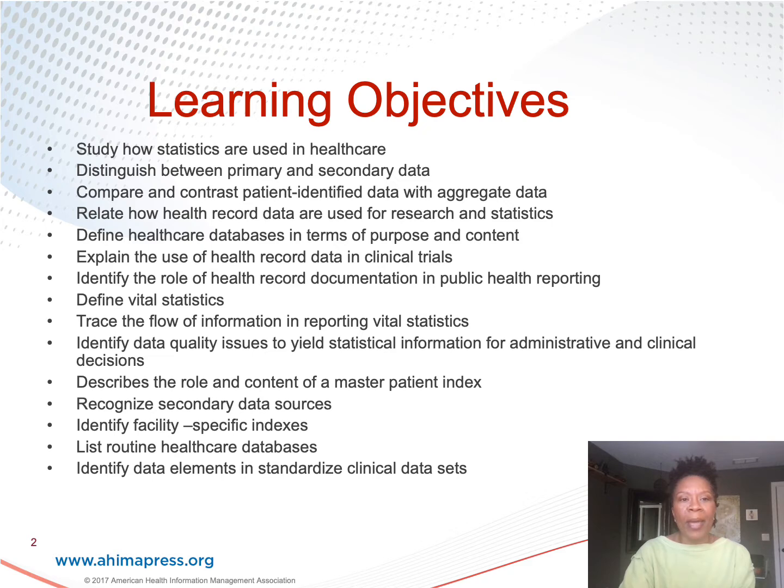and contrast patient-identified data with aggregate data, relate how health record data are used for research and statistics, define healthcare databases in terms of purpose and content, explain the use of health record data in clinical trials, identify the role of health record documentation in public health reporting, define vital statistics, trace the flow of information and reporting vital statistics, identify data quality issues to yield statistical information for administrative and clinical decisions.